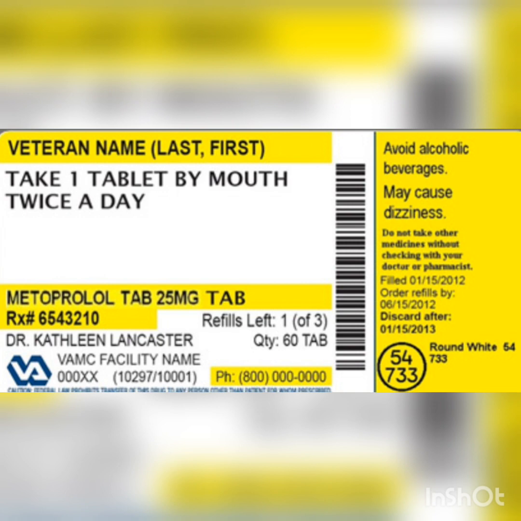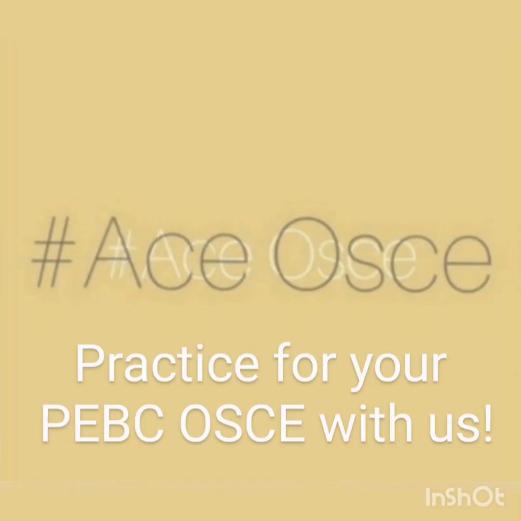I did share this with you before as well, but keep in mind that all of these things are important to be on a prescription label, but the DIN, or the DIN number, is optional. It does not have to be there by law.